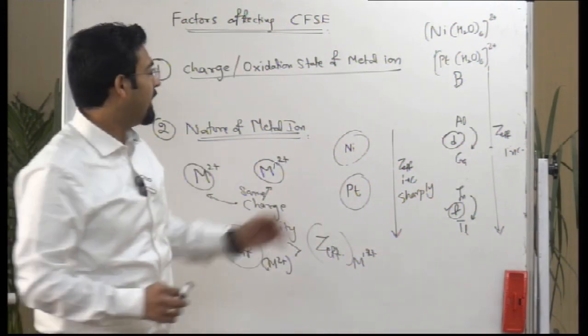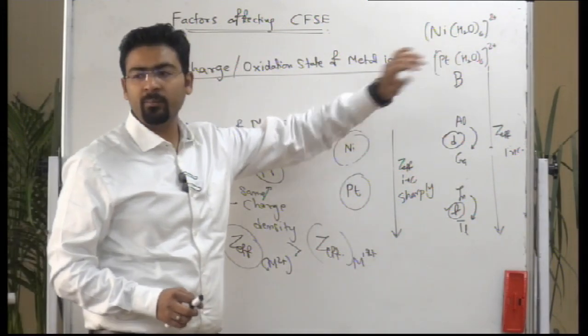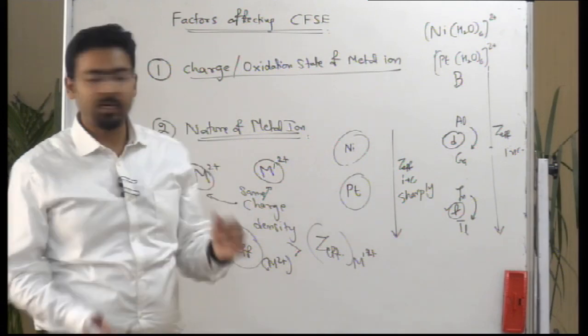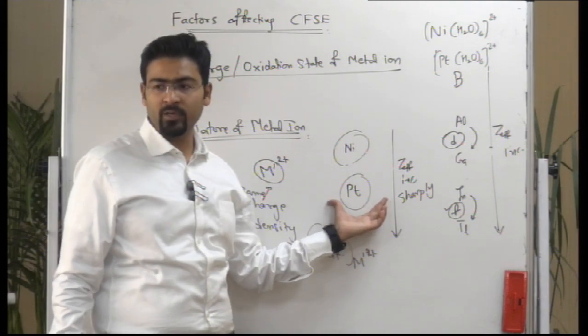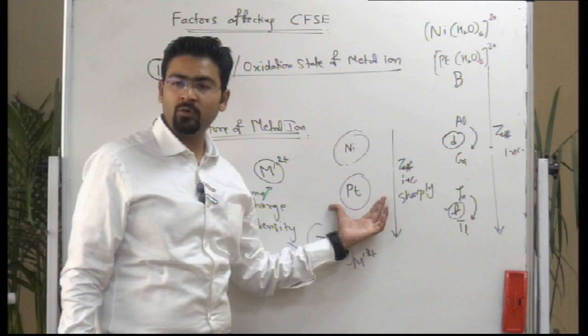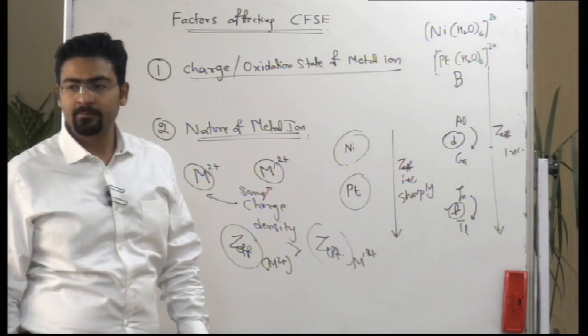ठीक है, अगर सब कुछ सेम लेते हैं, सिर्फ मेटल को बदलते हैं, और मेटल हमने कैसे बदला है, हायर मेंबर से लोअर मेंबर की तरफ जा रहे हैं, यानी कि ऊपर से नीचे की तरफ जा रहे हैं ग्रुप में. And in such a case I have used the metal which has high effective nuclear charge, so that metal with the high effective nuclear charge or the lower group member will be showing higher energy gap of CFSE.